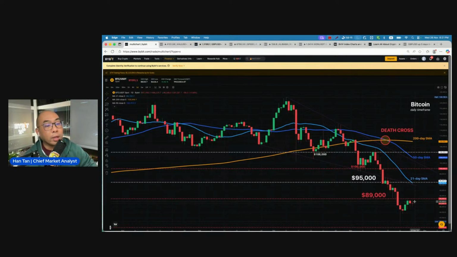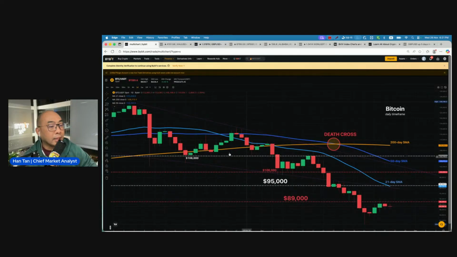But right now Bitcoin is still struggling around 89K. So you notice again that big round number acting as resistance right there. Let me draw that.